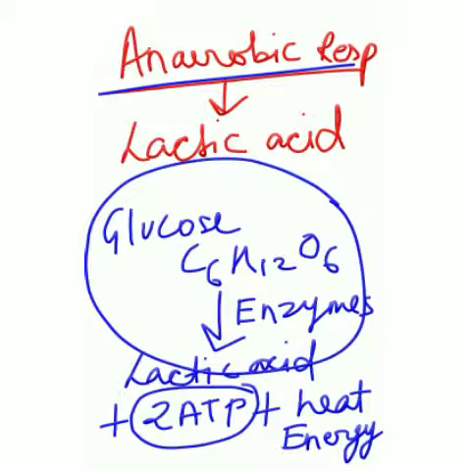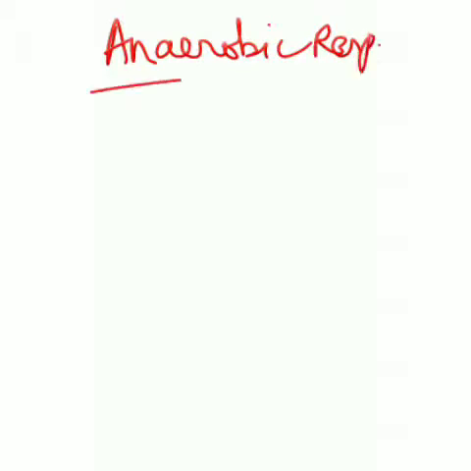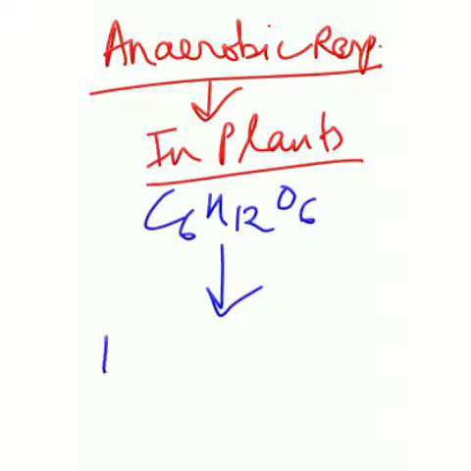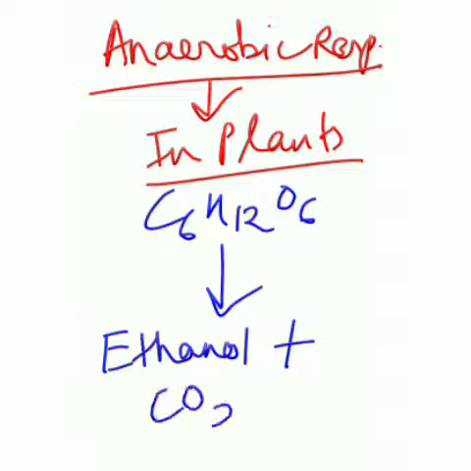So just note down one thing, that this is for animals only. When anaerobic respiration takes place in animals. Now let's see in case of plants. So anaerobic respiration occurs in plants as well. In this case, glucose breaks down to form ethanol and carbon dioxide.